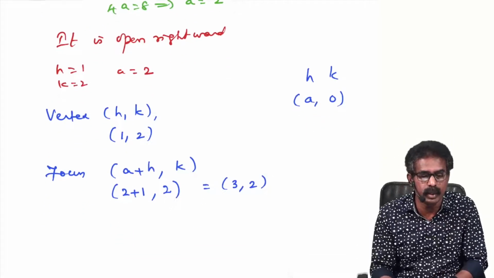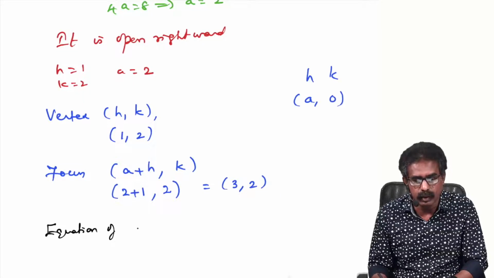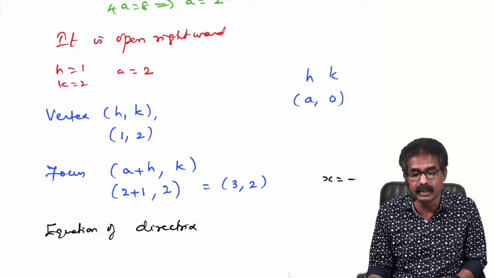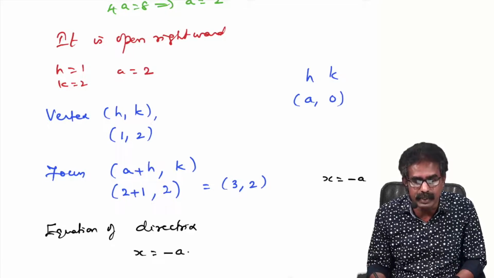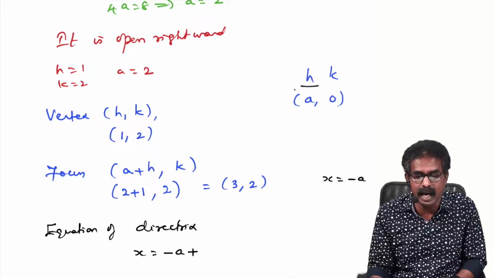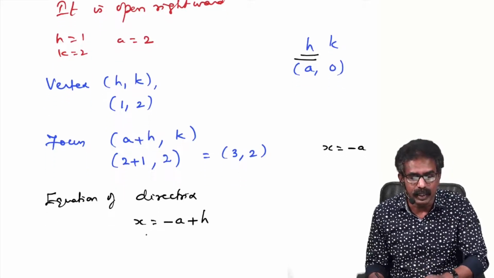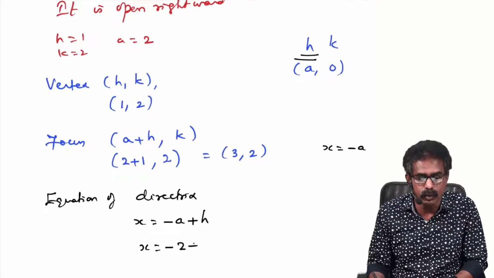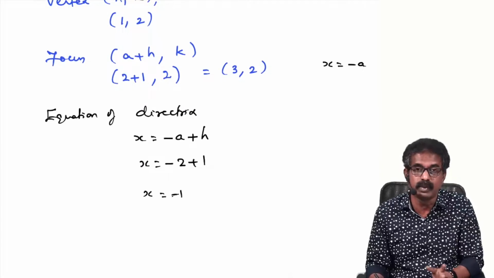Then we find the equation of directrix. If the vertex is at (0, 0), the equation of directrix for the first type is x equal to minus a. But here x equal to minus a plus, since it is x, you add what? h. If it is y, you have to add what? k. So x equal to minus a value 2 plus h value 1. You are getting x equal to minus 1, or x plus 1 equal to 0.